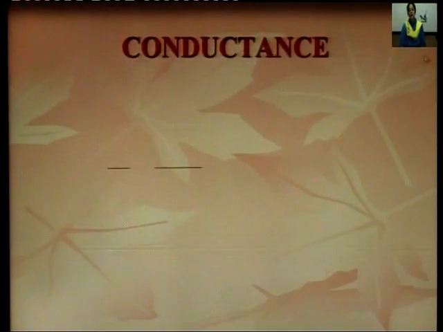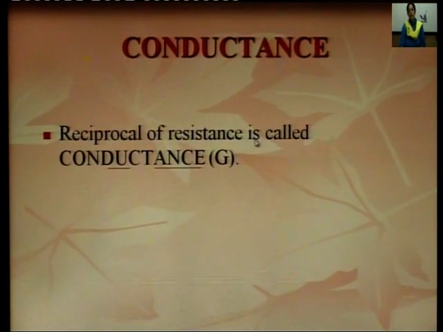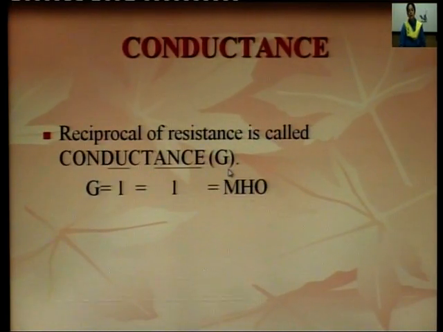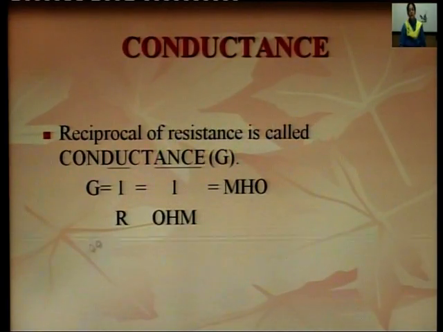Now next we are going to define what is conductance. Till now we have defined what is resistance and what is resistivity. Now the reciprocal of resistance is called conductance and its symbol is G. So mathematically G is the reciprocal of R, so G is equal to 1 upon R. Its unit will be 1 upon ohm, and we call this mho. So the unit of conductance is mho, the symbol of conductance is G, and conductance is the reciprocal of resistance.